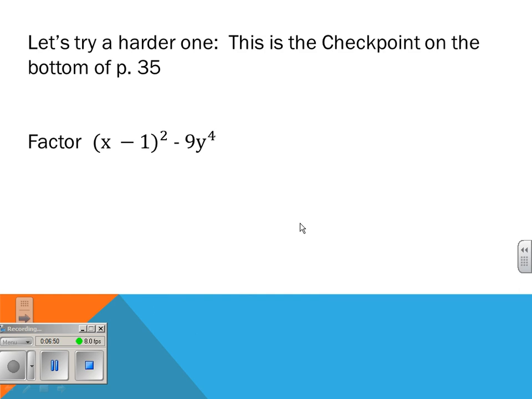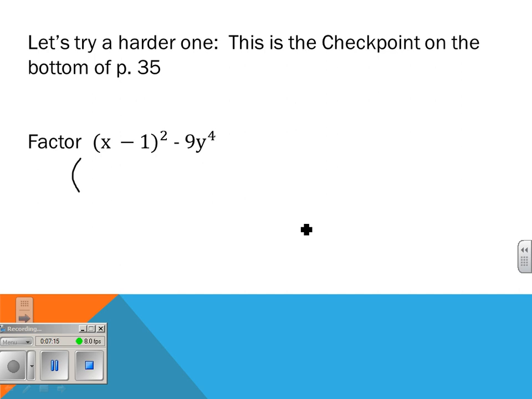Now, looking at the bottom of page 35, this is a little bit more complex, but take a close look at it. The first chunk of it, x minus 1 to the second power, that's a squared term. An x minus 1 and another x minus 1. The second chunk of it, 9y to the fourth, that's another squared term. 3y squared and another 3y squared. So let's factor this with our difference of squared patterns.